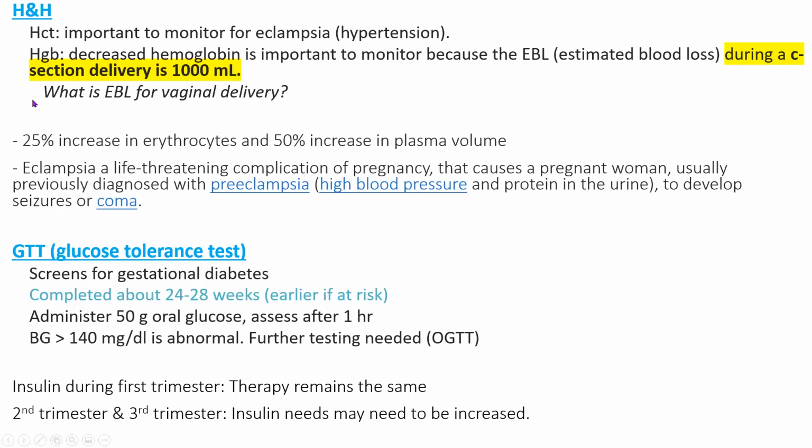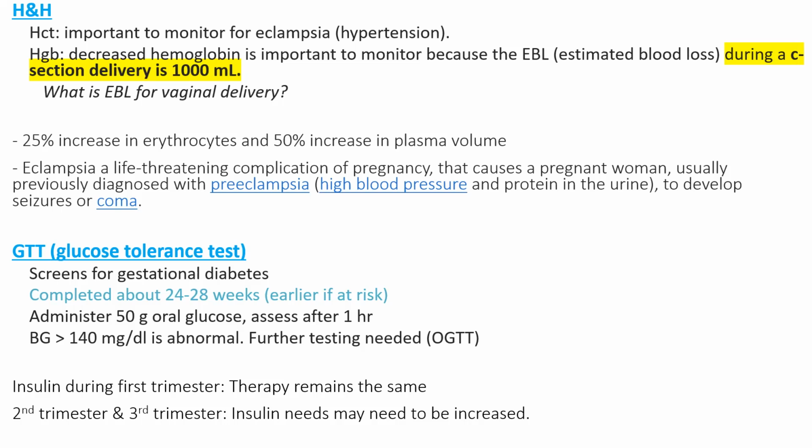We have our H&H here. It's important to monitor our hematocrit for eclampsia, also called hypertension. With hemoglobin, it's important to know that later down the line, once they're having labor, depending on what type of delivery we have, we should have estimated blood loss. I know Professor Harold would also say it's actually called calculated blood loss now, and once you go to clinical, you'll see this: when someone's having a vaginal delivery, they're actually measuring all the blood that's coming out. So that's pretty cool.